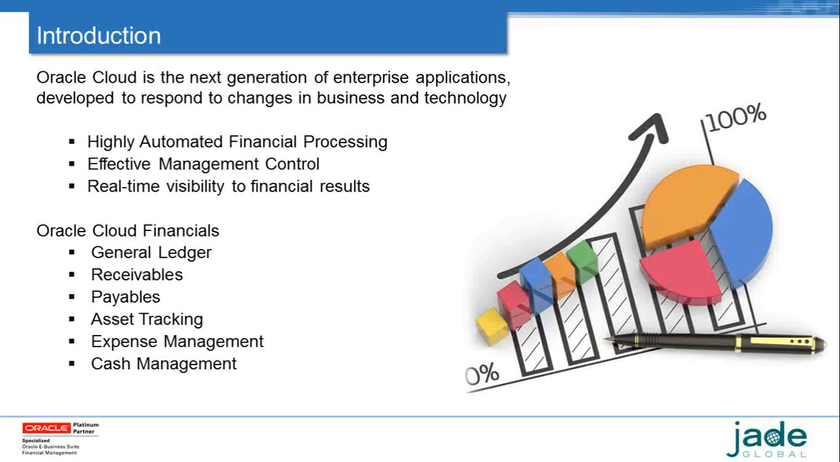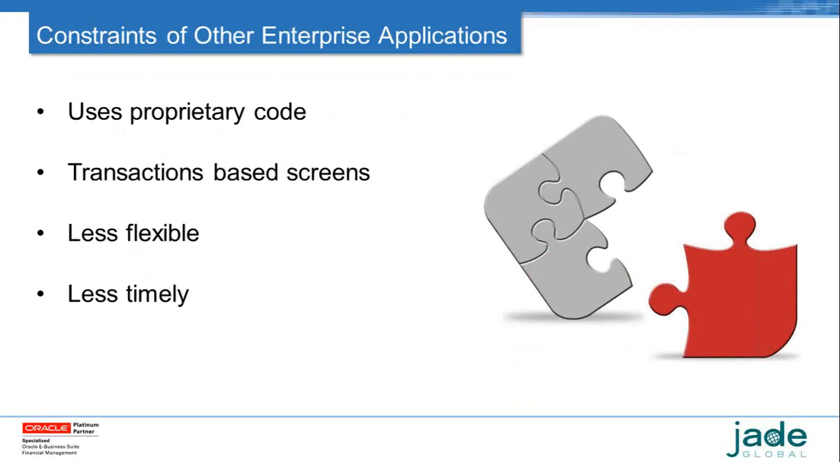So let's move further. Let's take a look at the constraints we have with other enterprise applications. Compared to other enterprise applications, Oracle Fusion is different. It goes beyond the traditional financial system that collects, processes, and reports on data, with decision support and business intelligence as an afterthought. Oracle Fusion Financials fundamentally changes how finance users work, interact with data, and make decisions.